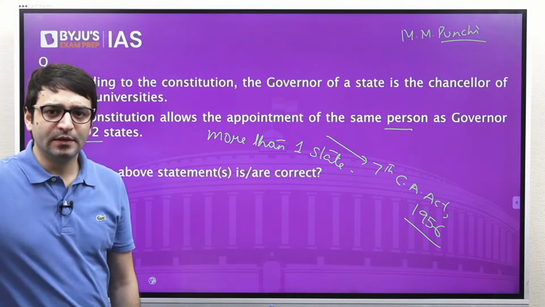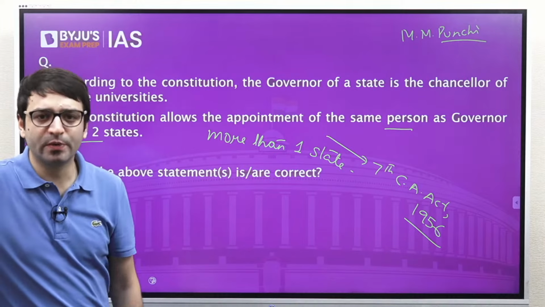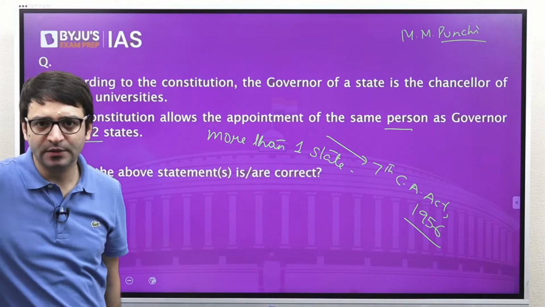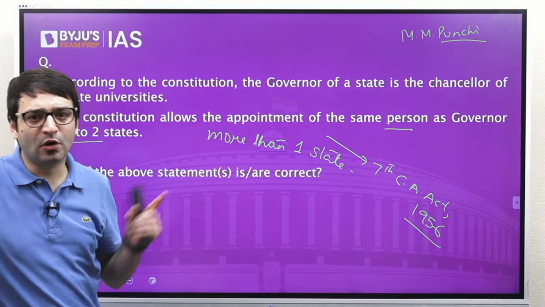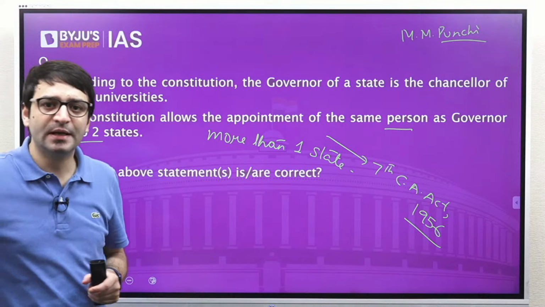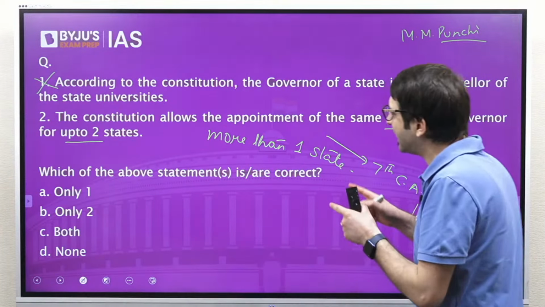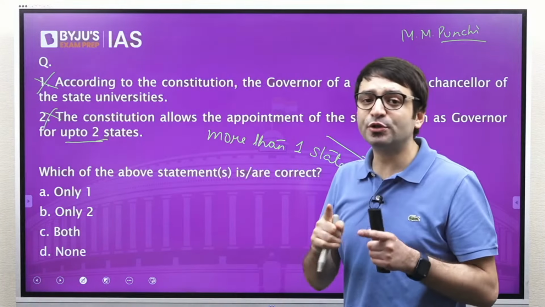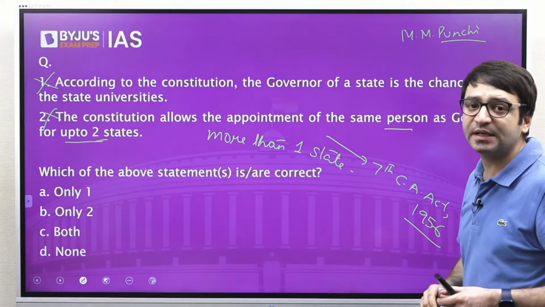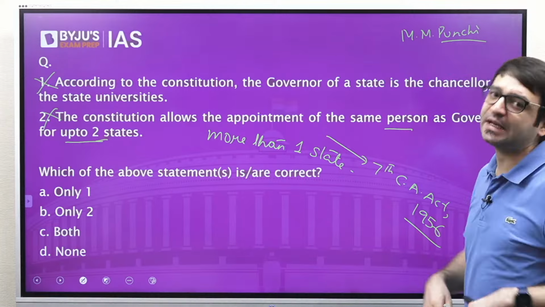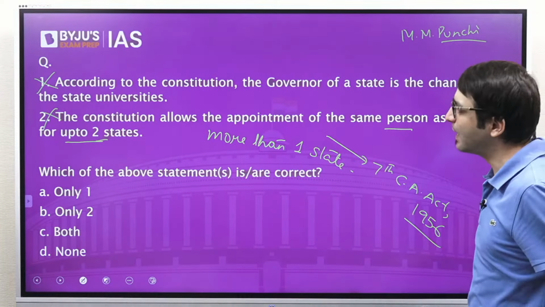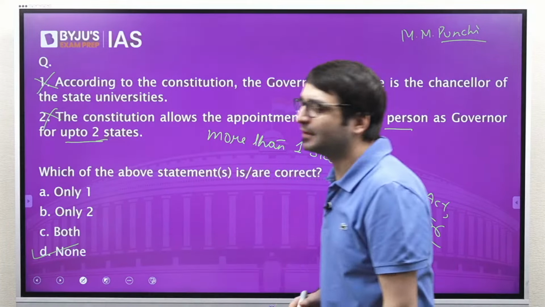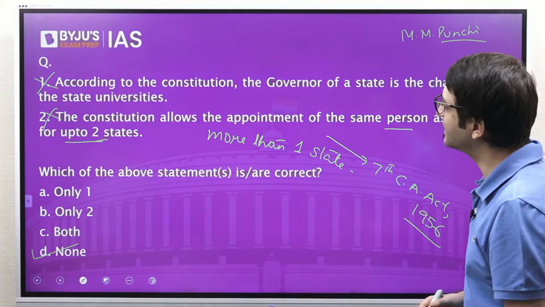We saw in the recent past, in the last couple of years, the same governor was appointed to Uttar Pradesh and Madhya Pradesh as well. That is the context of what this statement is all about. The statement says the Constitution allows the appointment of the same person as the governor for up to 2 states. This is wrong. The Constitution allows the appointment of the same person as governor for more than one state. It can be more than 2 states as well, more than 3 states as well. The question is asking which of the above statements is or are correct. D, none of these statements are correct. D is the right answer.